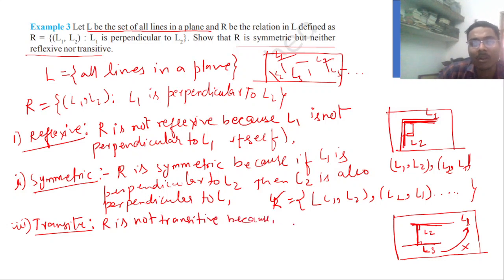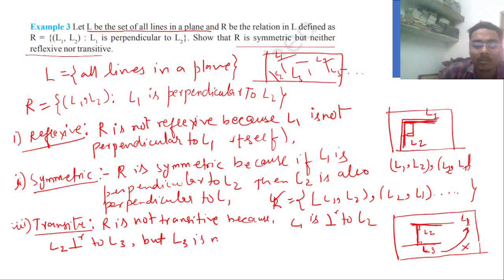R is not transitive because L1 is perpendicular to L2, L2 is perpendicular to L3, but L3 is not perpendicular to L1. So we have proved that it is symmetric but not reflexive, not transitive.